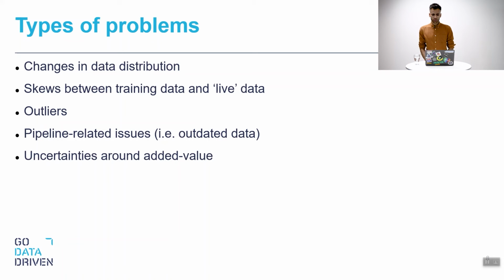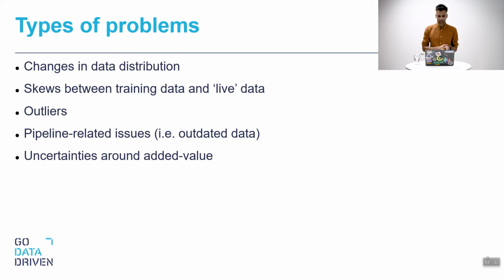Also skews between training data and live data, so this is when there's perhaps a significant shift. A good example of this is during the pandemic, all of a sudden facial recognition started to fail because we were all wearing masks. That's a real skew between what the facial recognition software was trained on. Outliers. Again, input data is really large. It's impossible to cover all the space that is spanned by our features.